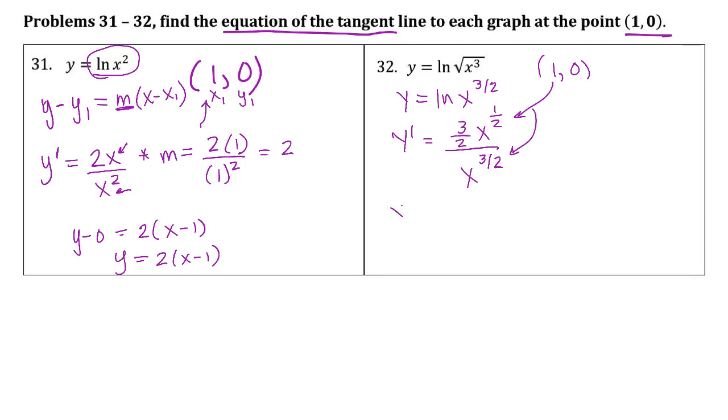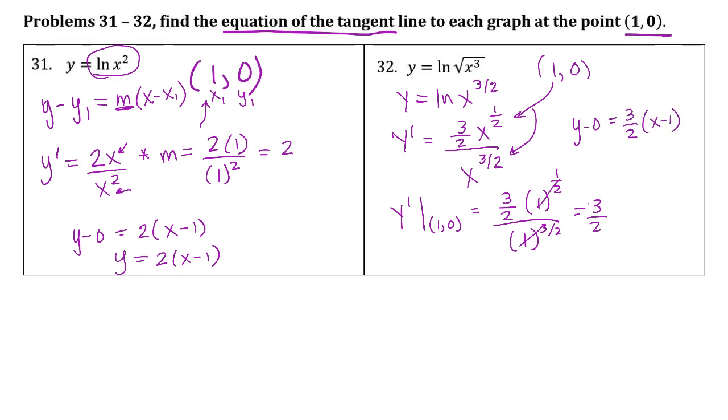Well, notice that y prime evaluated at the point (1, 0) is just going to be 3/2 times 1 to the 1/2 power over 1 to the 3/2 power, which all of that goes to 1, so I'm just left with 3/2. So here we're ready to write our equation. We have y minus 0 equals our slope, 3/2 times x minus 1, or we can just say y equals 3/2 times x minus 1.